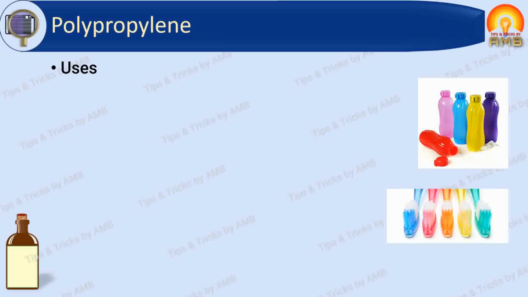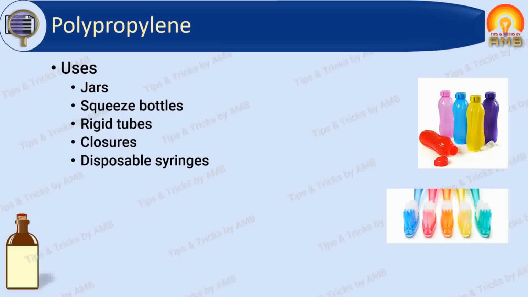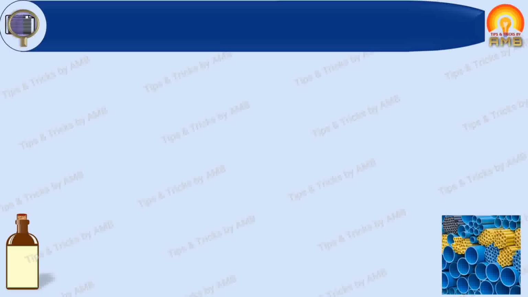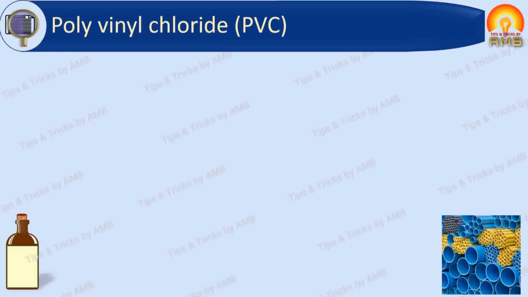It is used for jars, squeeze bottles, rigid tubes, closures, disposable syringes, tubings, and packaging films. But it has only one disadvantage, that it becomes brittle at low temperatures. Another type of plastic is polyvinyl chloride. We all know this plastic as PVC and it is used for various purposes by us, isn't it?